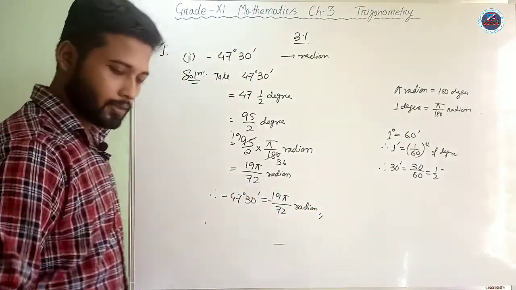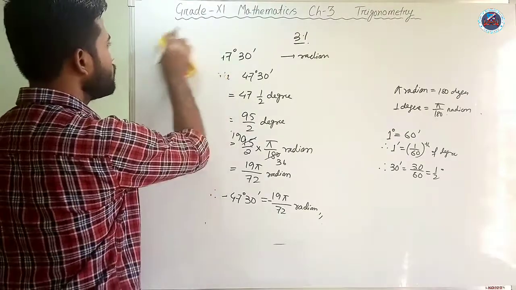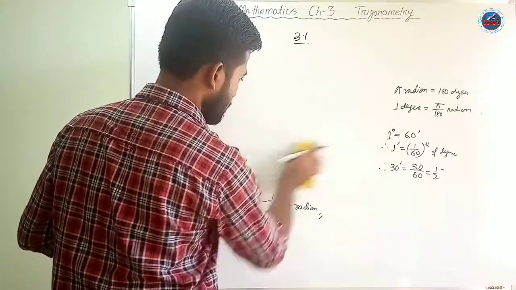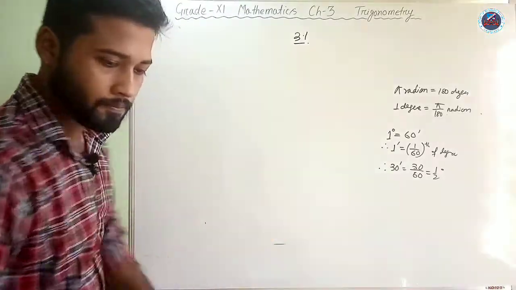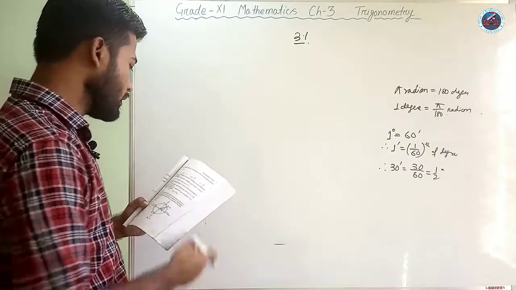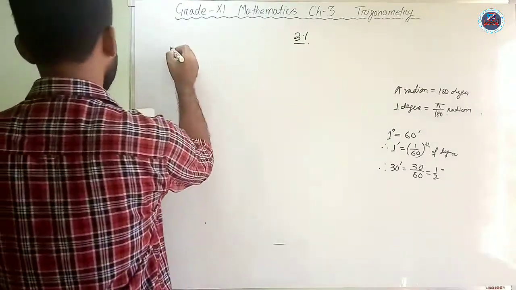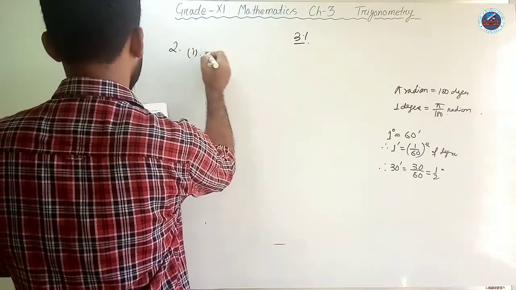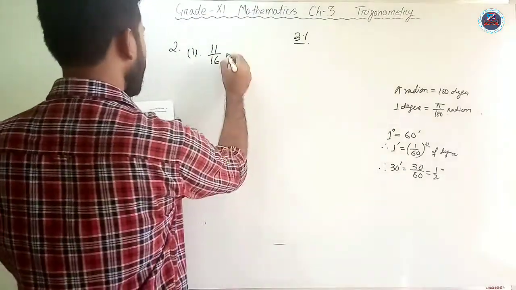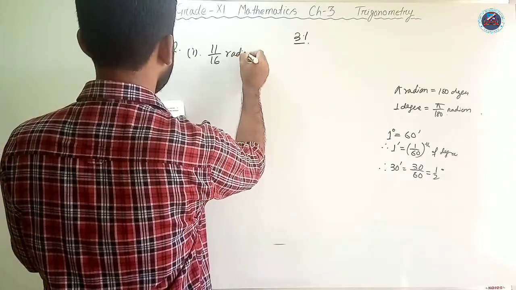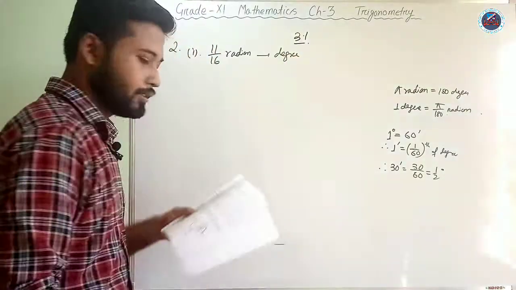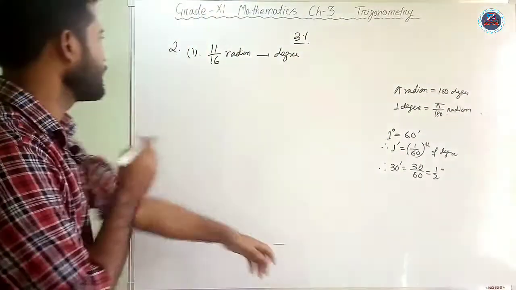Fine. Now let us see question number 2. Our question number 2 says, find the degree measures corresponding to the following radian. So let us see question number 1. It is 11 by 16. It is actually radian, and we need to convert it into degree. Fine. Okay. How to do? It's a bit critical one.